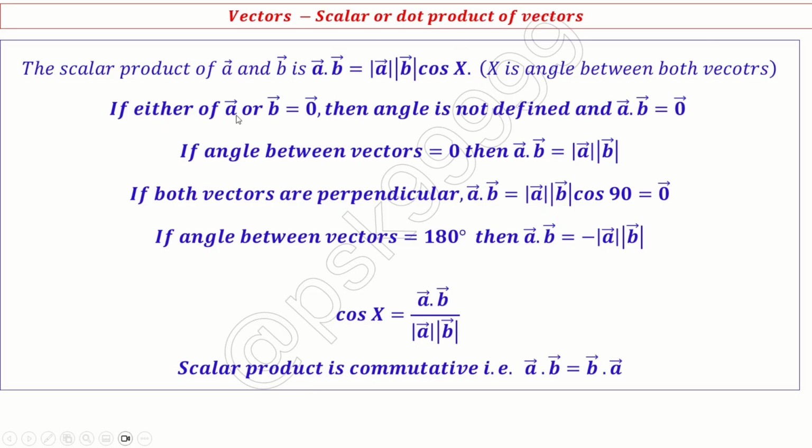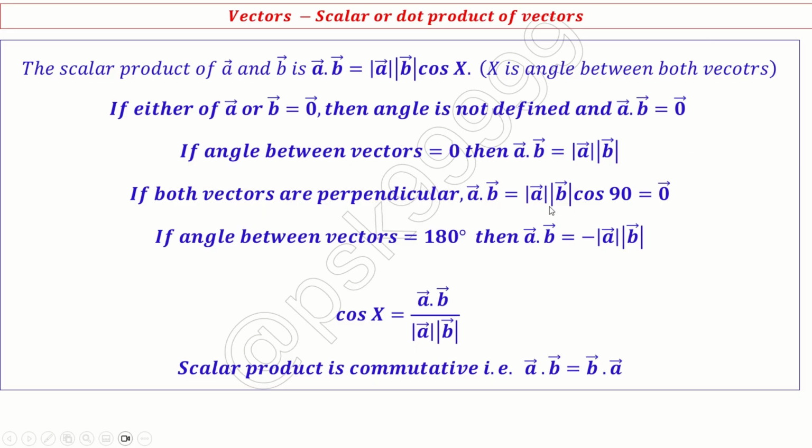Now if either vector A or vector B is a null vector, then the angle is not defined between them. So the scalar product will become null. Okay. Just like multiplication, right? If the angle between the vectors is 0, then the scalar product of vector A dot vector B is equal to magnitude of A into magnitude of B. Cos 0 is 1, right? So that's why we ignore it.